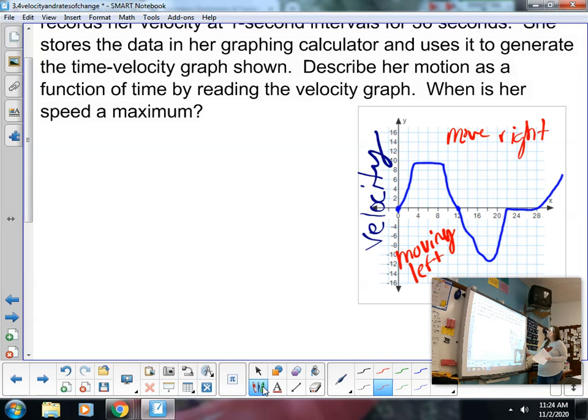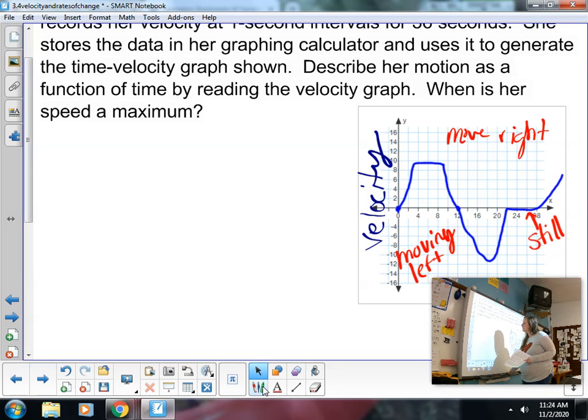So anything above the axis, she's moving to the right. Anything below the axis, she's moving to the left. This part here is where she is not moving at all because her velocity is 0 there.